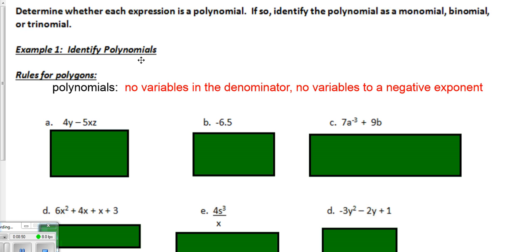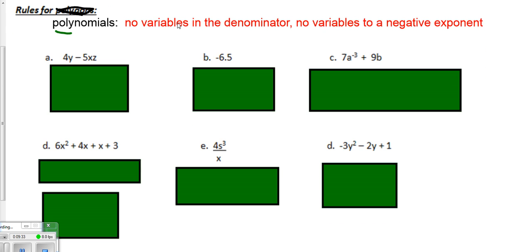So a couple examples here. Determine whether each expression is a polynomial. If so, identify the polynomial as a monomial, binomial, or trinomial. First off, cross this piece out. Spell check didn't catch that. These are not polygons, these are polynomials. So rules for polynomials, just like our monomials: there can be no variables in the denominator and no variables to a negative exponent. The difference between polynomials and monomials is that poly means many, so there can be as many terms as we want.